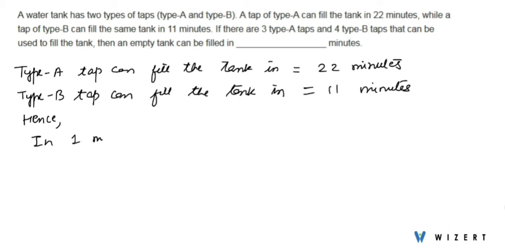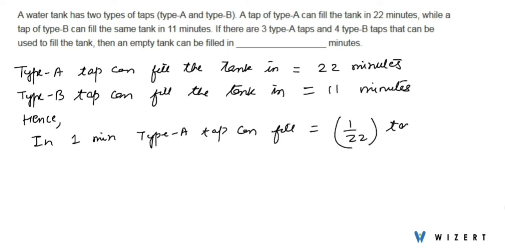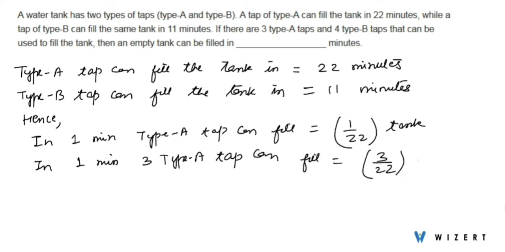So we can say that in 1 minute type A tap can fill 1/22 part of the tank. If more number of taps are present, then more part of the tank will be filled. So in 1 minute, if there are 3 such type A taps, then 3 type A taps will fill 3/22 part of the tank.